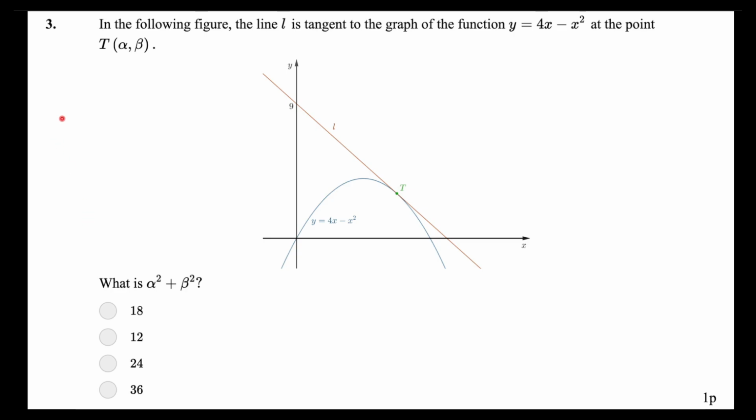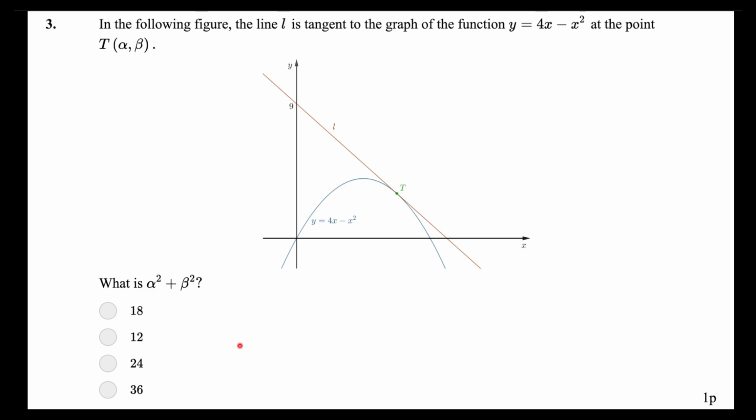Should I wait for you to do it? You see, again, here is another problem. The context seems different, but if I want to solve it, you will see that I will repeat the same few sentences again. Let me read the problem for you first. In the following figure, the line L is tangent to the graph of the function y equals 4x minus x squared at the point (alpha, beta). Again, alpha and beta are missing. What is alpha squared plus beta squared? You want to calculate and find one of the answers.